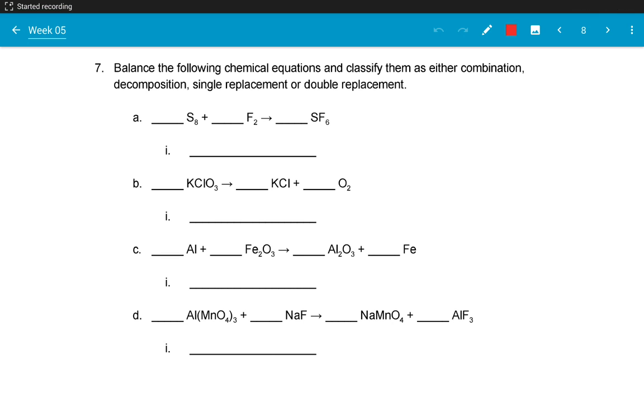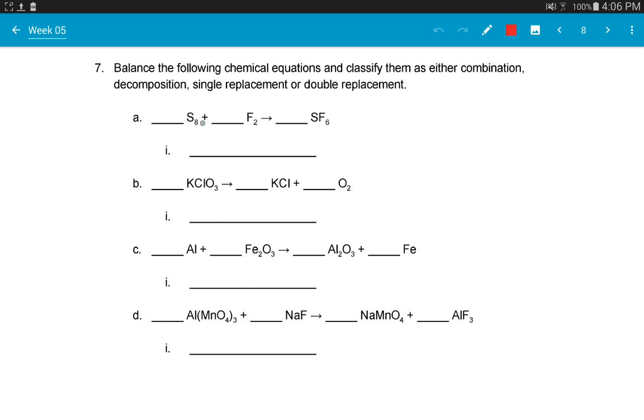Balance the following chemical equations and classify them as either combination, decomposition, single replacement, or double replacement. We do get into a pattern sometimes with balancing reactions where we expect only very small coefficients, 2s and 3s and 4s, as what would be necessary to balance it. That's not true. Generally we want whole numbers, but they don't necessarily have to be always small numbers. This first problem will point that out.